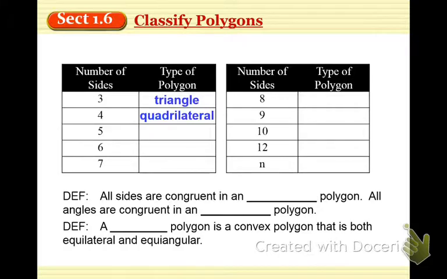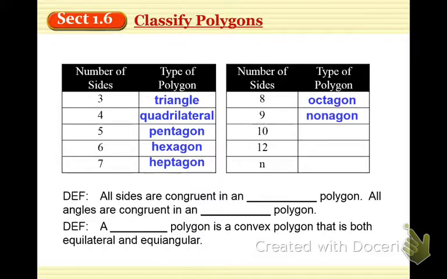Five sides. Pentagon, biggest building in the world. Six-sided. Hexagon, right. Six is hex. Anybody know seven? Yes? Yeah, good. Heptagon. Heptagon is a seven-sided shape. 8 sides, octagon. 9 sides, nonagon, good.